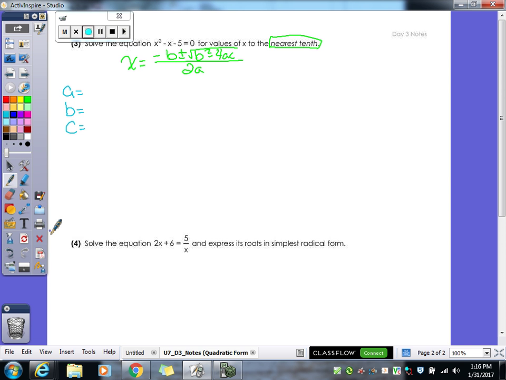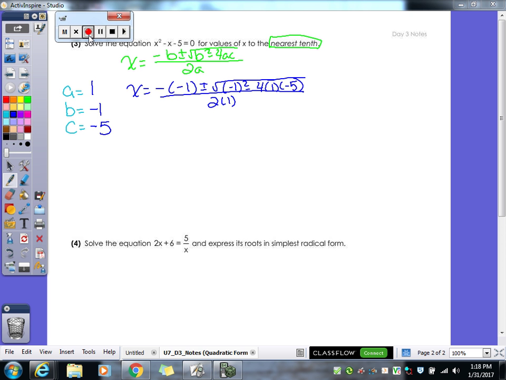So what is our value of A in this problem? 1. It's that number that's there, but it's not written. Our B value? -1. And our C value? -5. So I want you guys to right now try on your own for a second. Plug those values into the equation first. So you're just doing the parentheses part, putting those in there. All right, so with all your parentheses, that's what we should look like.